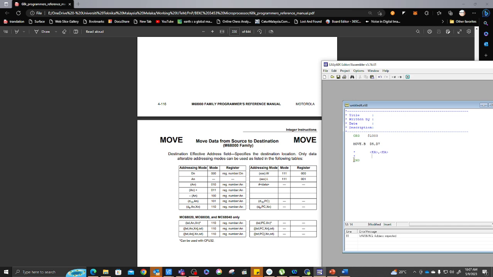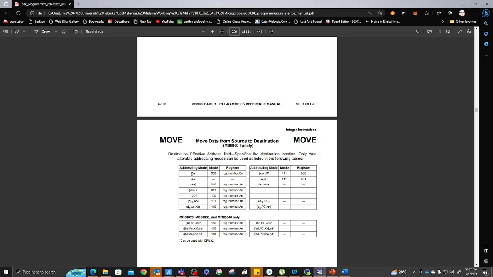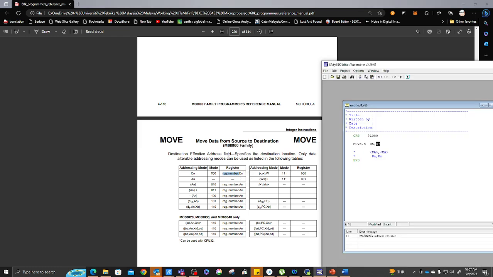This is move DN to DN, right? So this is a data register. This is also a data register. So if DN, then you are going to use this one. You need to have this mode and the register here. So what is the definition of register number DN?